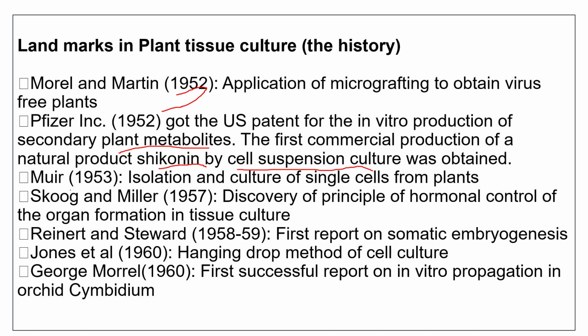Then Muir in 1953 did isolation and culture of single cells from plants. Then Skoog and Miller in 1957 found the importance of hormones, how the hormones control organ formation in tissue culture. Then Reinert and Steward made the first report on somatic embryogenesis. So the first report on somatic embryogenesis was by Reinert and Steward.